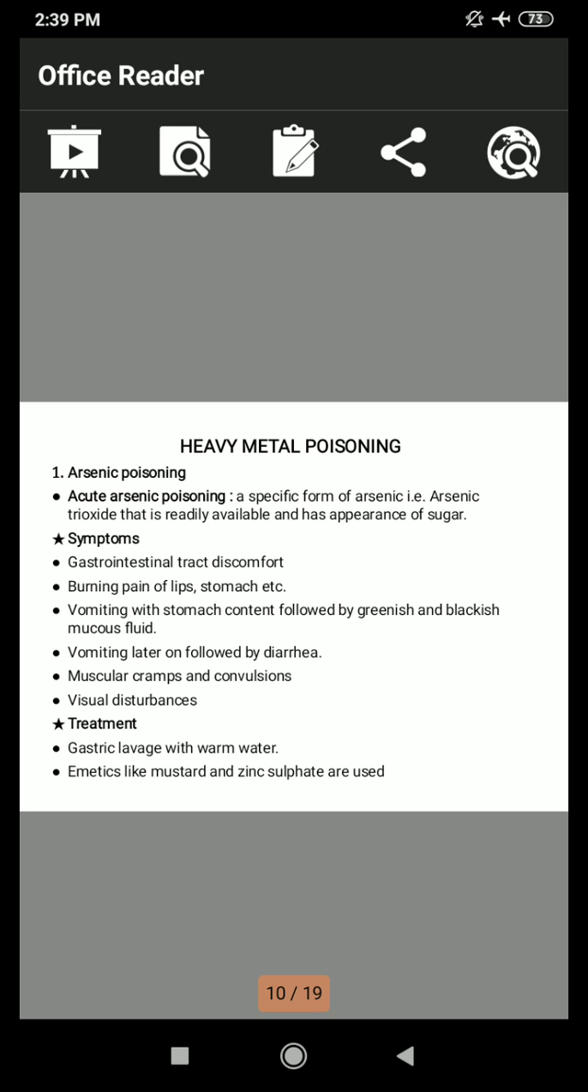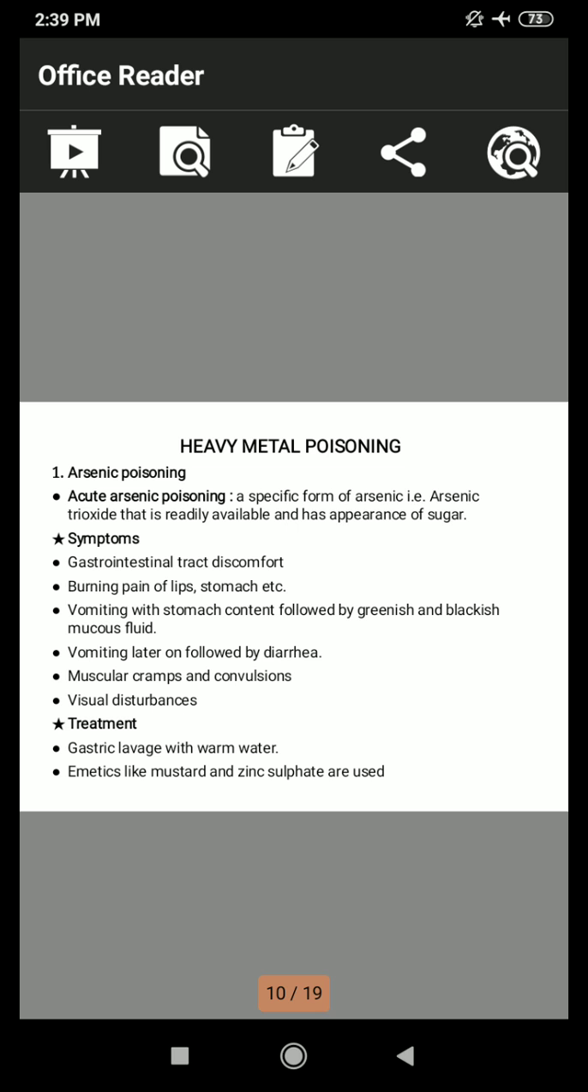Arsenic is found in the air, soil and well water, etc. The smelting process of copper and lead releases arsenic into the environment. It looks like sugar, is cheap, and is easily available in the market. Then acute arsenic poisoning. In that, a specific form of arsenic, that is As2O3, arsenic trioxide, is readily available and has the appearance of sugar. Though it is rare, it is responsible for acute poisoning.